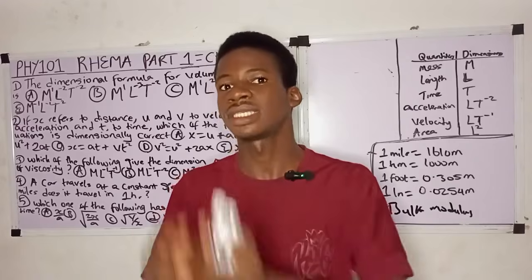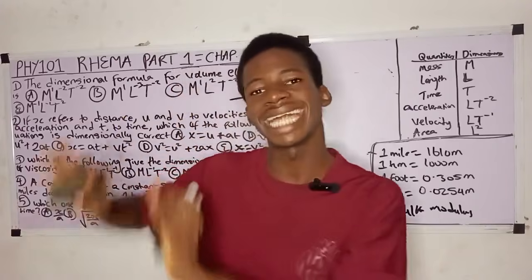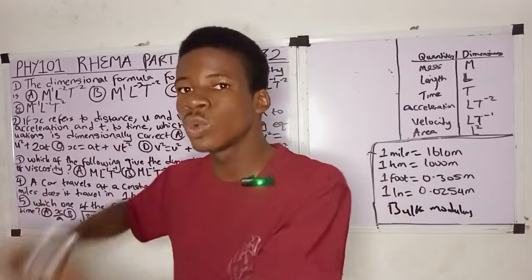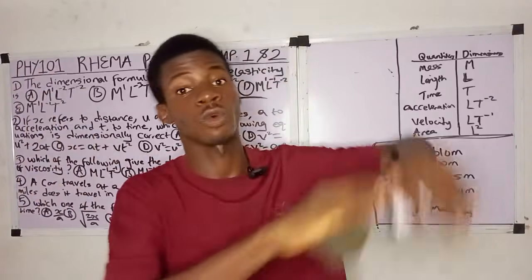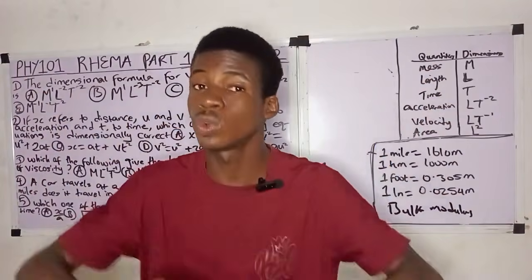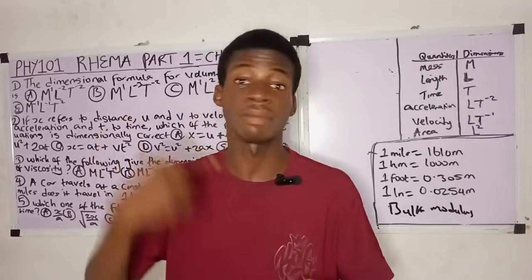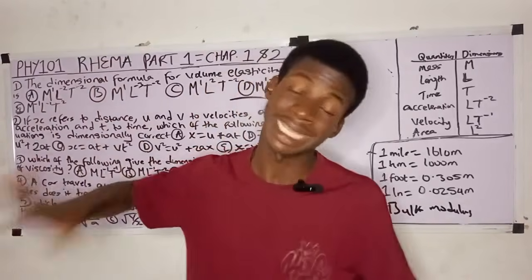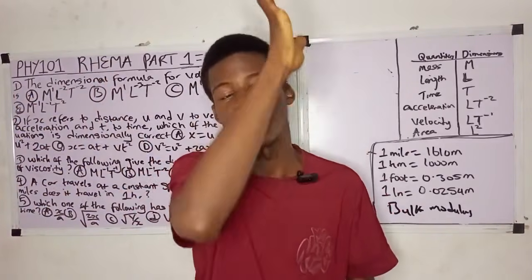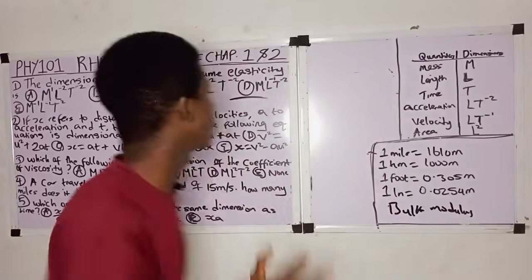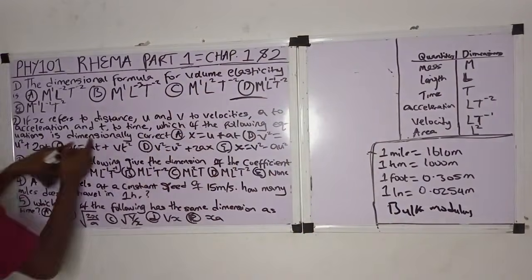How do you know if an equation is correct? An equation is correct when the dimension of the right hand side is equal to the dimension of the left hand side. So that is when you know an equation is correct. Okay, let me say it again. An equation is dimensionally correct when the right hand side of that equation has the same dimension as the left hand side of that equation. Okay, yes. Now they said, which of the following equations is dimensionally correct?